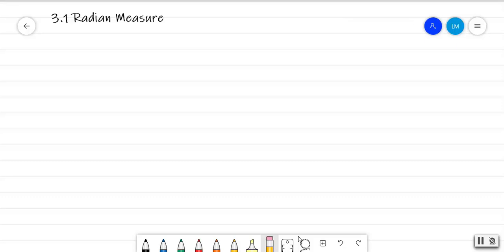In this section, we're going to talk about radian measures. So, you've dealt with degrees, minutes and seconds, and whatnot. But in this chapter, we're going to introduce this idea of not really working with degrees at all, but working with radian measures.